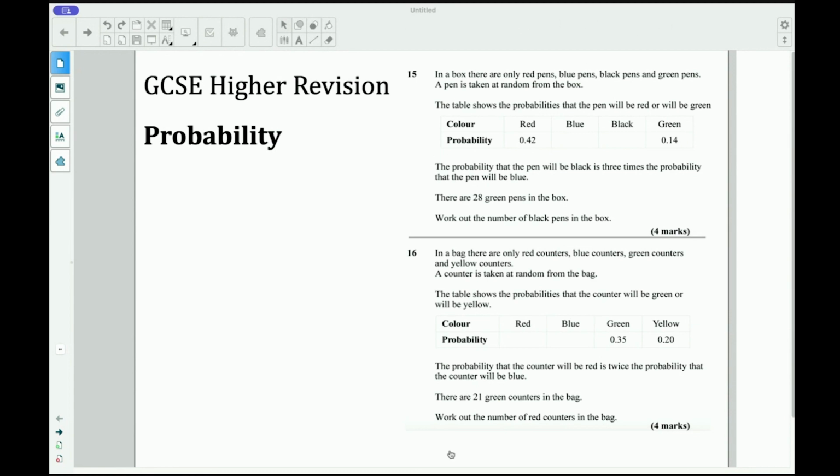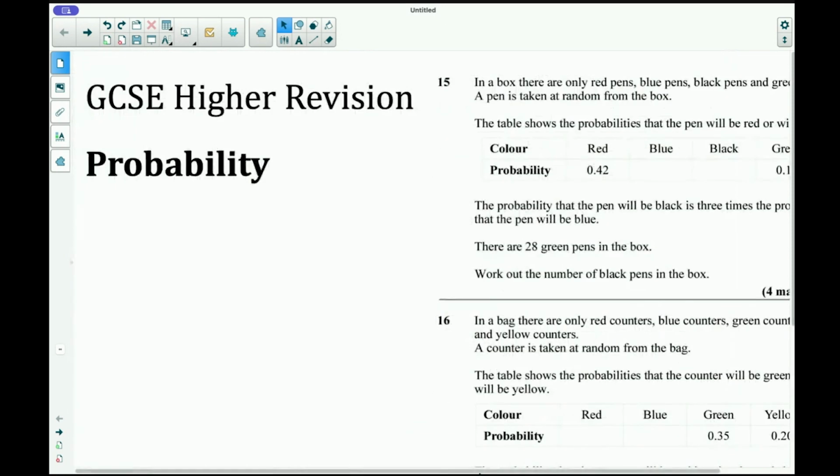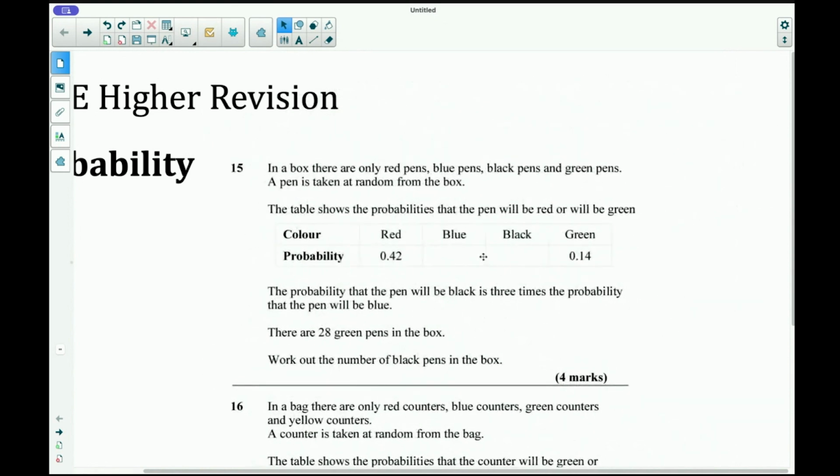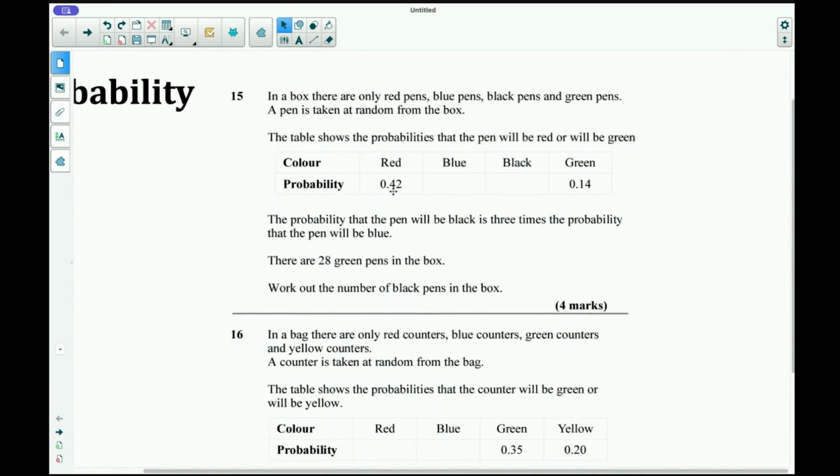So let's take a look at our first couple of problems here. I'll zoom in on that first problem and see what we're looking at. Here we are looking at a box where there's only red pens, blue pens, black pens, and green pens. So four different colors. And we've got the probabilities that the pen will be red or it will be green. The probability for red is 0.42 and the probability for green is 0.14. We can think of those as percentages if we'd like.